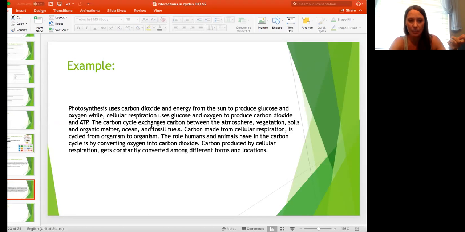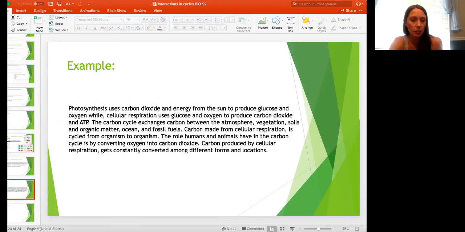carbon dioxide and ATP. So again, they're explaining what the carbon cycle is, and then they're explaining two processes, photosynthesis and cellular respiration. And so they're explaining the products that are used, how carbon dioxide is used in each one of them, or how carbon dioxide is produced. So again, one example of how you can complete that. Any questions on that?